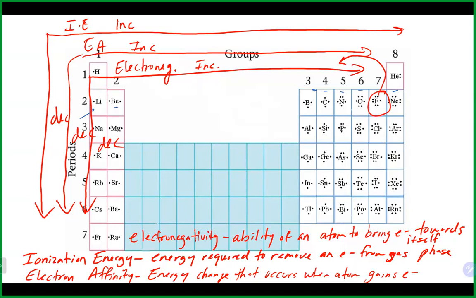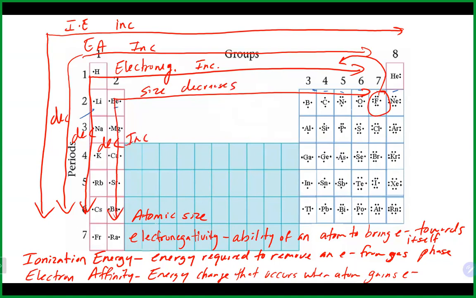The last trend that will help us through our conversation in this chapter is atomic size. Atomic size decreases as we go this way, and it increases as we go to the left and down on the periodic table. So these periodic trends are really important in terms of how bonding works, and why in some cases we may have electrons being transferred and why in certain cases we may have electrons being shared.